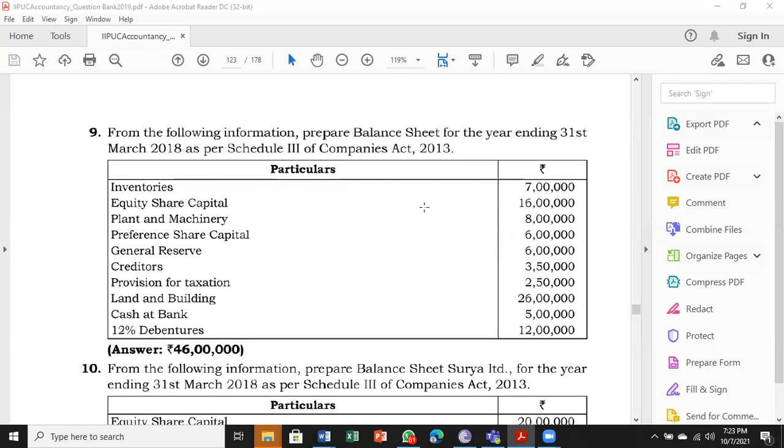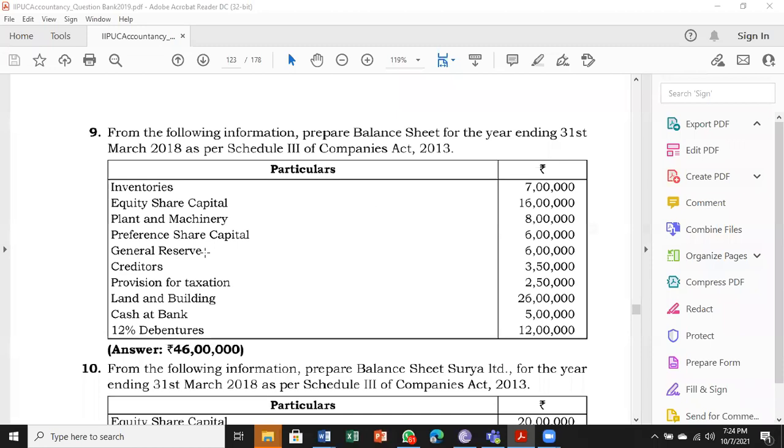First one, inventory. Only thing is you have to remember whether it is an asset or liability, you have to work it in your mind. Or if you have a hard copy, you can write as asset A, liability L. So that easily you can work it on when you're working in the paper. So inventory is an asset, equity share capital liability, plant and machinery asset, preference share capital liability, general reserve liability.